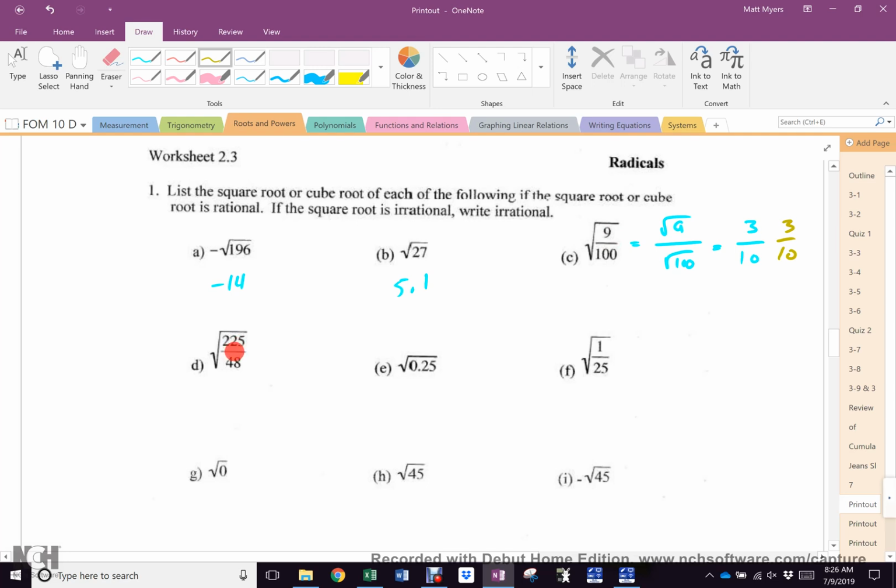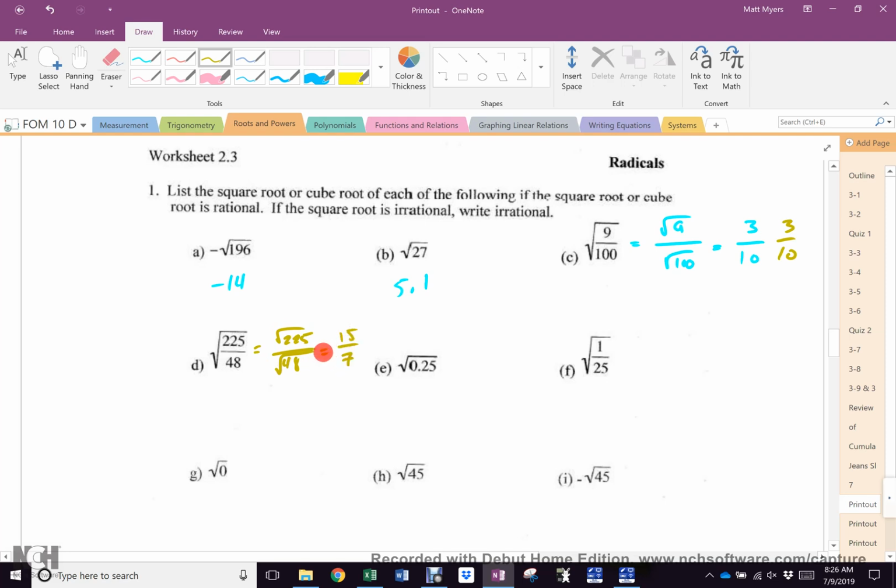What about this guy? Do you think he's got a square root? It would be 225 over 48. Well, is 48 on the list? No. It's 49, isn't it? So what would be a good guess for this? 225, I'll tell you, is 15. So this is about 15 over what? What is 48 really close to? 49, which would be 7. So this is about 15 over 7.